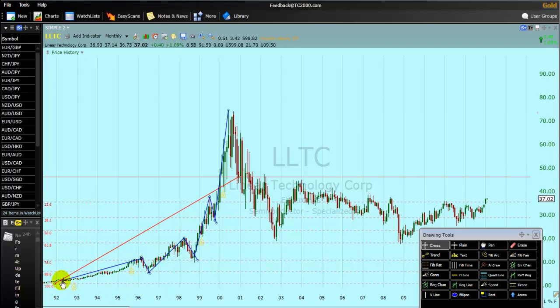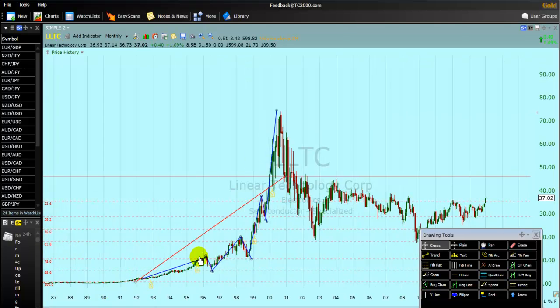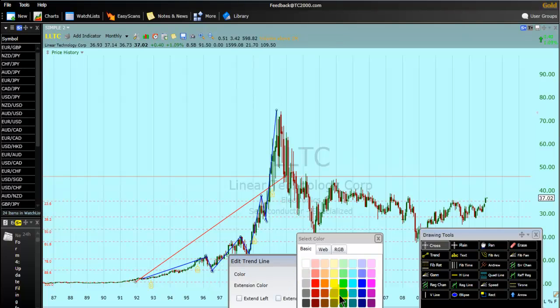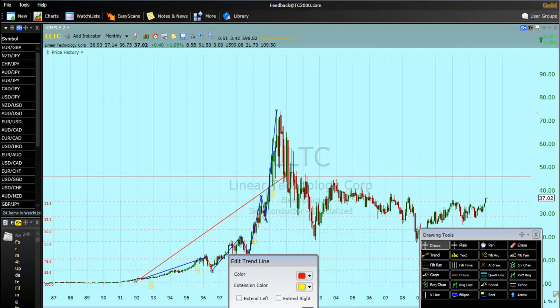So I was saying to you, the first Elliott wave from here, where my cursor is, up to this level here, that's the first wave. So from 1992 to 1996, first Elliott wave for this LLTC. Second wave from here down to this level here. Let's color it red so you can see the second wave in red.